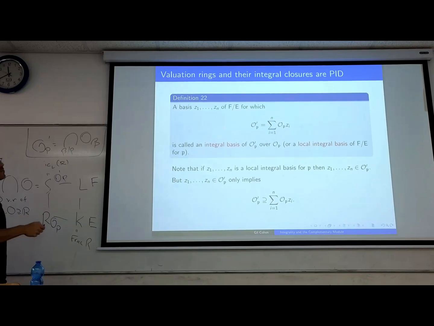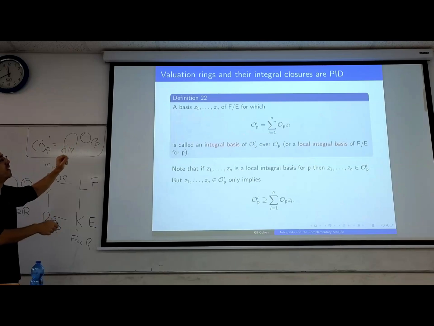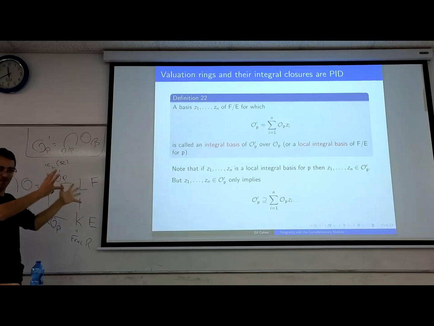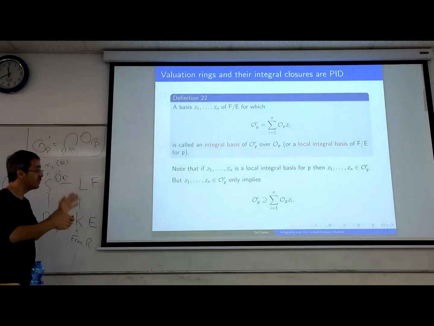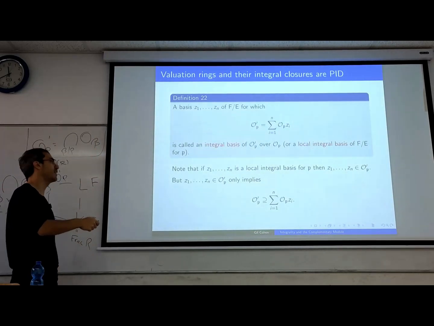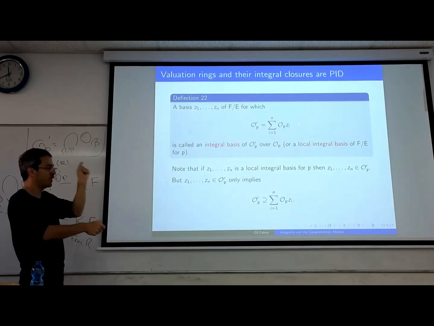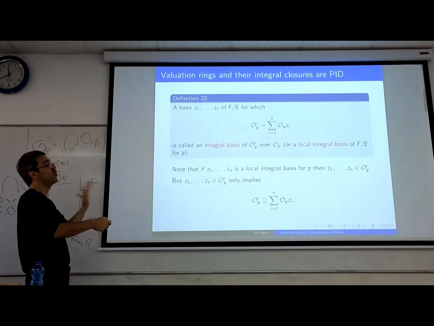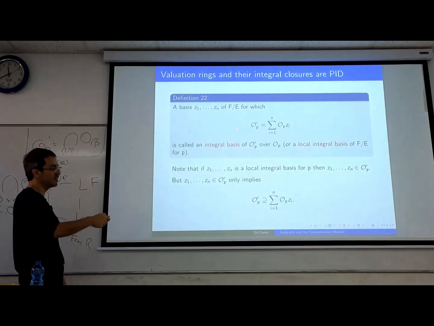Okay, so again, the definition starts without mentioning p, and then p appears here. But you should have in mind, let p be a place we care about, little p. And then a basis of F over E is called an integral basis or local integral basis. Local because we're looking at a particular p. But nice or good for p if this holds.